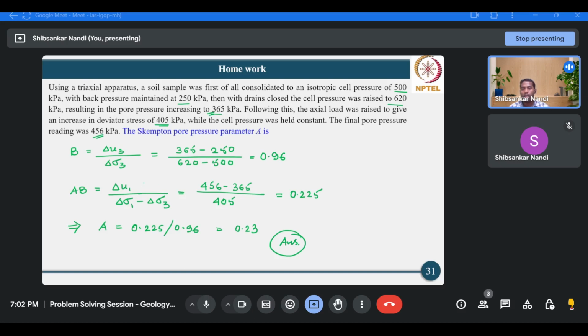And what is the change in deviatoric stress? That is delta sigma 1 minus delta sigma 3. It's 405 kPa. So this ratio will give you the product of Skempton pore pressure parameters A and B. So you know B from the early phase of this testing. So if you divide this product by B, that will give you the Skempton pore pressure parameter A, which is required to determine for this problem.